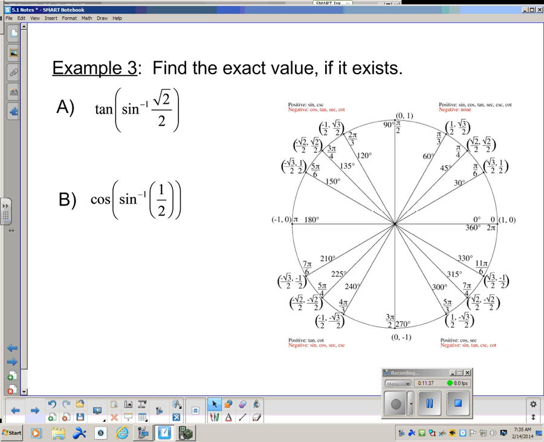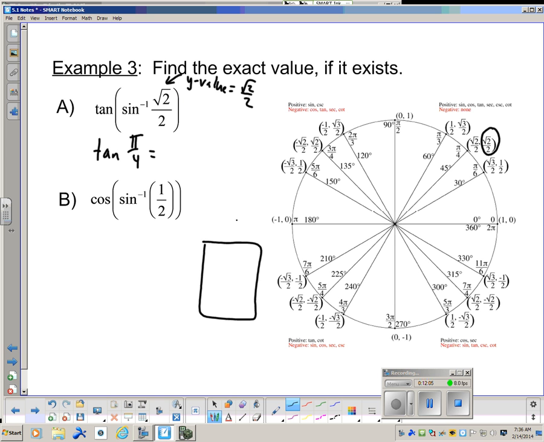And then let's look at these as well. So this one here, the inverse sine, we're just looking at where the y value is equal to square root of 2 over 2. The y value is equal to square root of 2 over 2 right here at pi over 4. So I'm going to now take the tangent of pi over 4, and looking at your identity sheet, your tangent at pi over 4 has a value of 1.